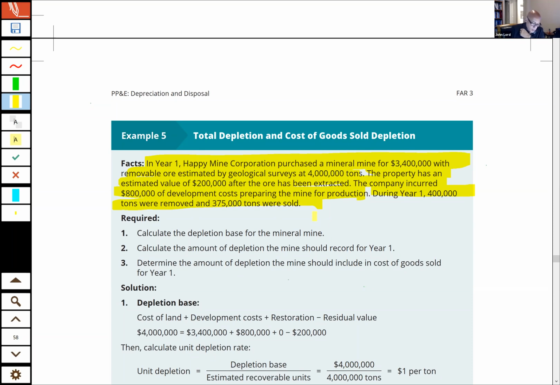First, we have to pick up the things that need to be included in the depletion base: the cost, the development cost. Actually, the total is 4 million. The cost is right here, that's the 4 million. Development cost was the 800,000. I guess they're saying restoration is 0. If the federal government was doing its job, there should be a number there.